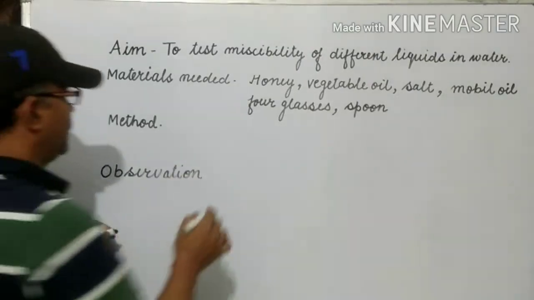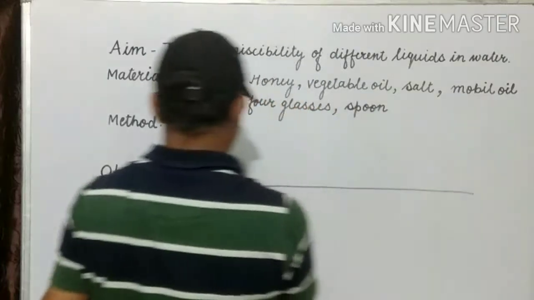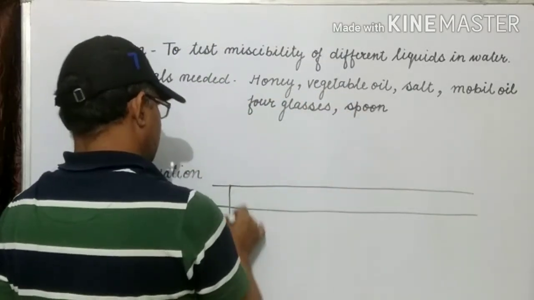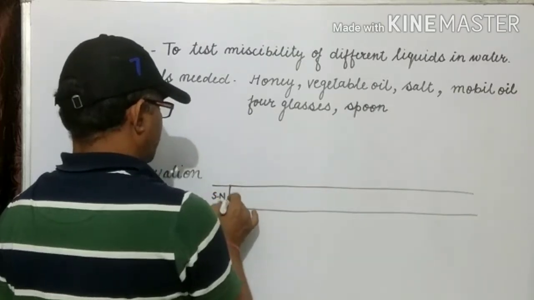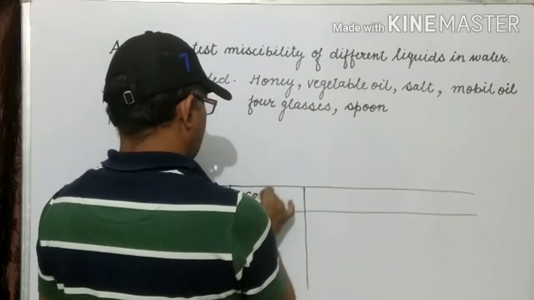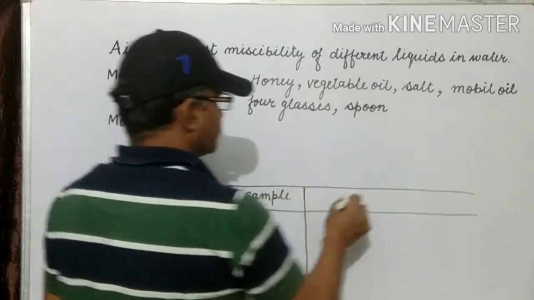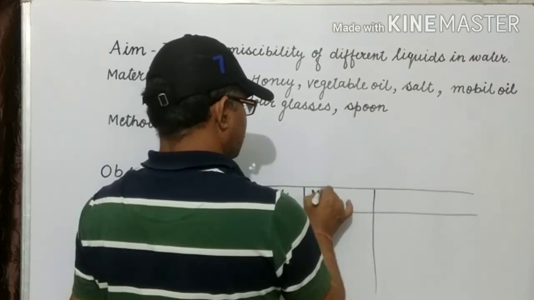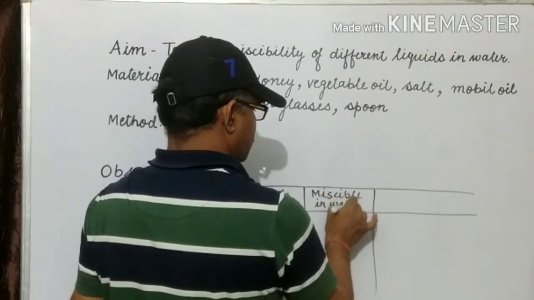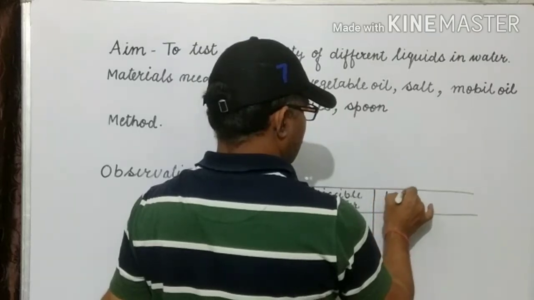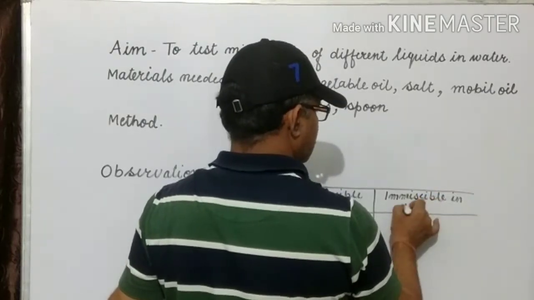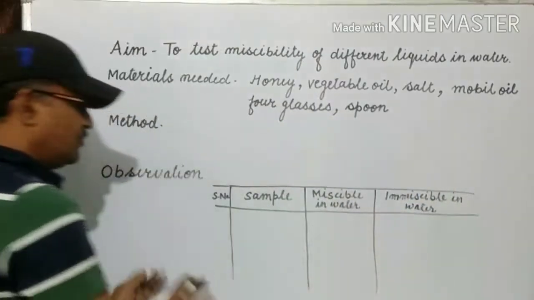Observation: you make the table. Serial number, sample, what you have taken, and you make two columns, miscible in water, immiscible in water. Clear? You make this table.